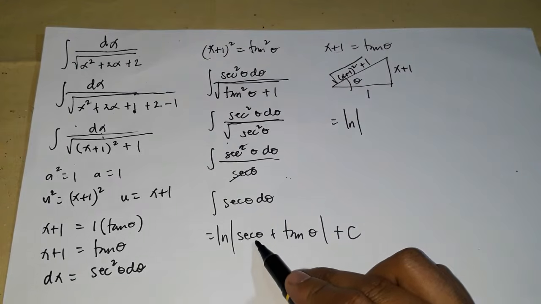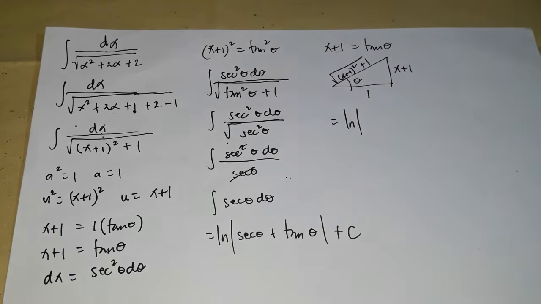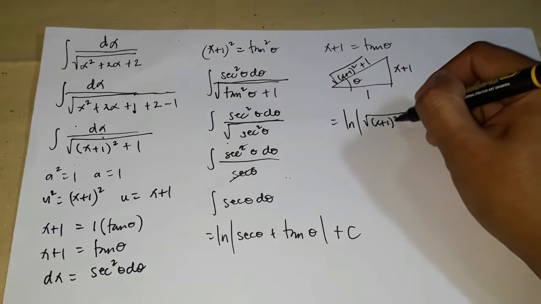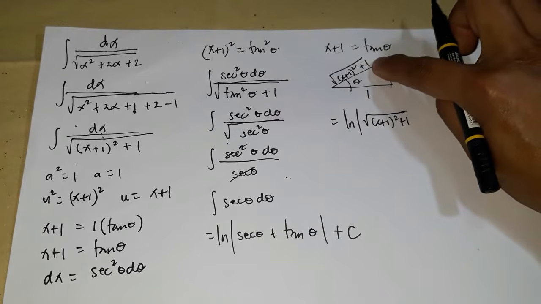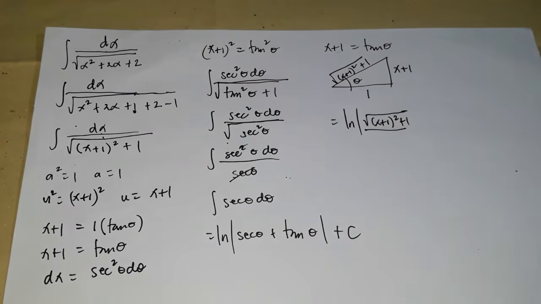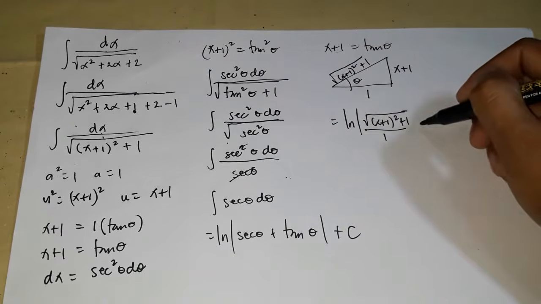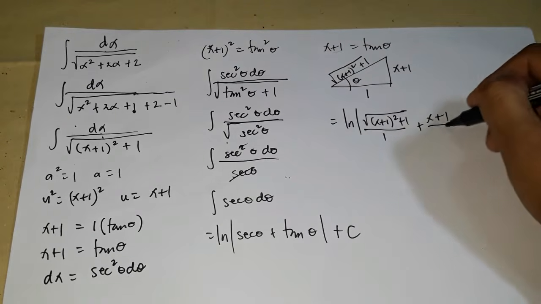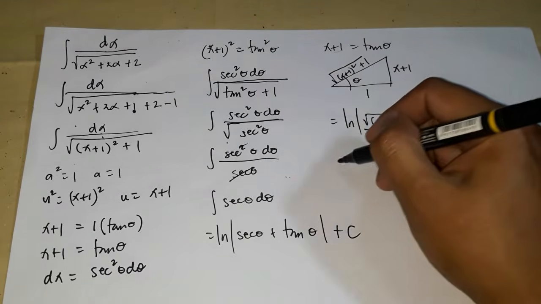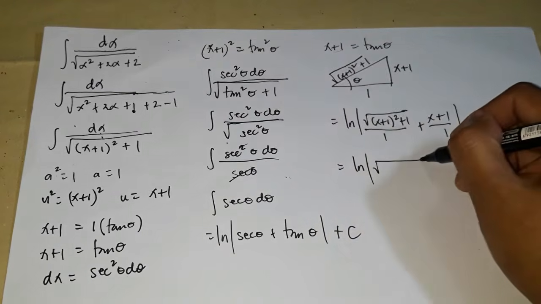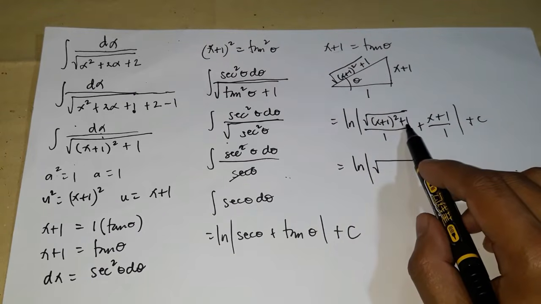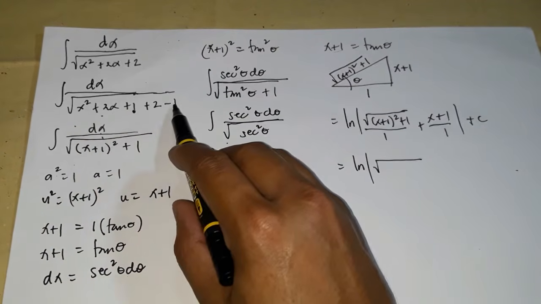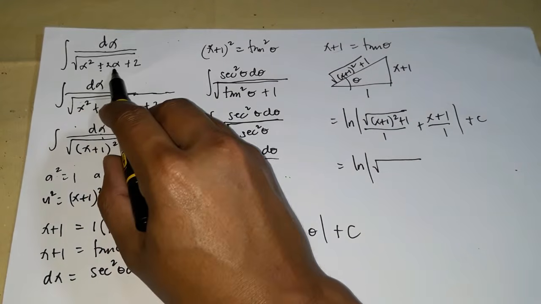Okay, so we have ln secant theta. Secant theta from the triangle is the hypotenuse, the square root of x plus 1 squared plus 1, all over the adjacent side, which is 1, plus tangent theta. Tangent theta is x plus 1 over 1, plus c. And then you can just simplify this as ln of the square root of, remember, x plus 1 squared plus 1 came from x squared plus 2x plus 1 plus 2 minus 1, and all of this came from x squared plus 2x plus 2.